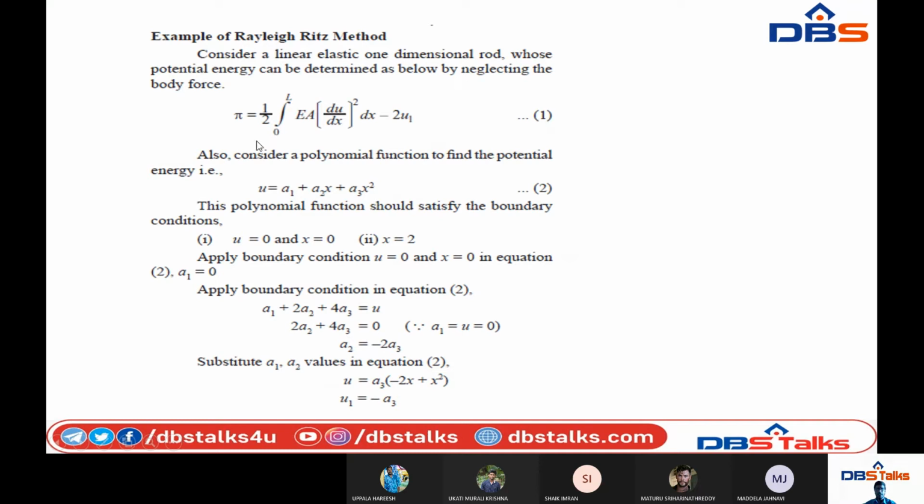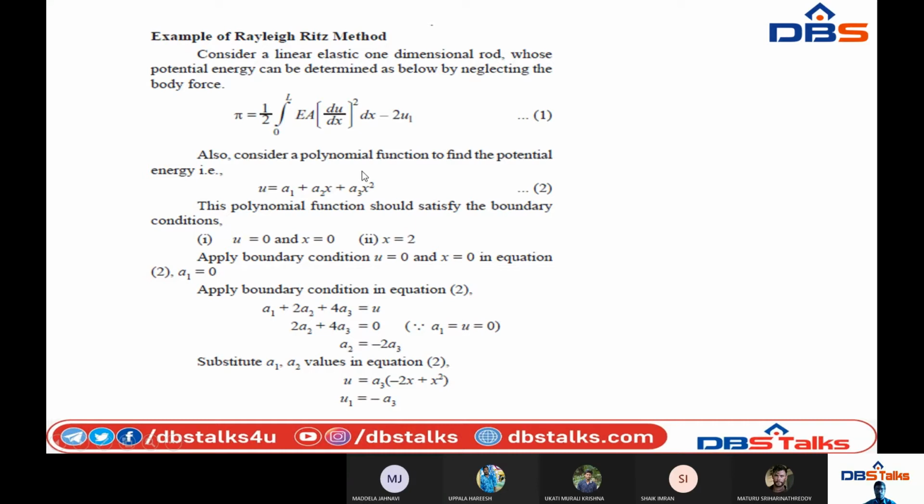The expression for finding the potential energy, or total potential, is indicated by pi suffix p. Here, I am taking pi equal to half integral 0 to L, applying limits here, integral 0 to L, of EA, where E is the Young's modulus and A is the area of the particular single elastic linear rod, du by dx whole square, dx minus 2u 1.